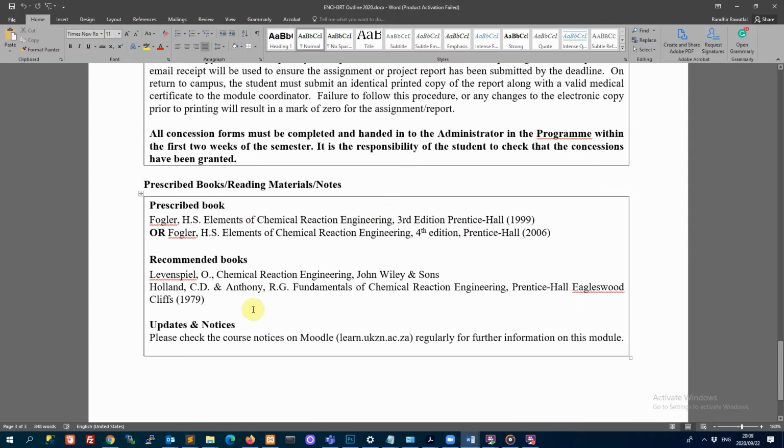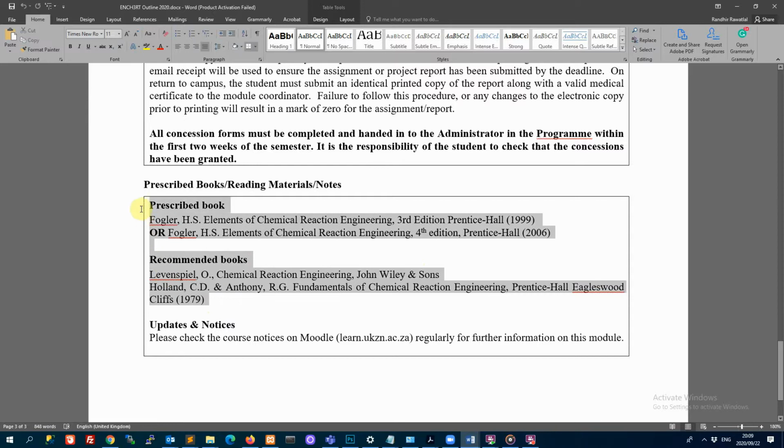In terms of the textbooks, these are all very good books. So Fogler, of course, the mainstay in a way of chemical reaction engineering. And then Levenspiel is another good book. They do a fair bit more in terms of the particles and the residence time distribution in Levenspiel. In Holland and Anthony, there are some very good sections on reaction kinetics in particular. Polymer reaction engineering is nicely developed in this book as well. So these are all very good books.